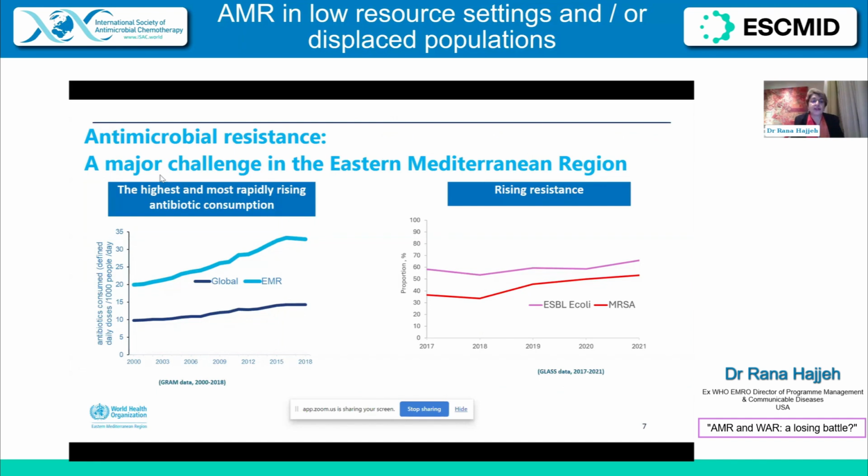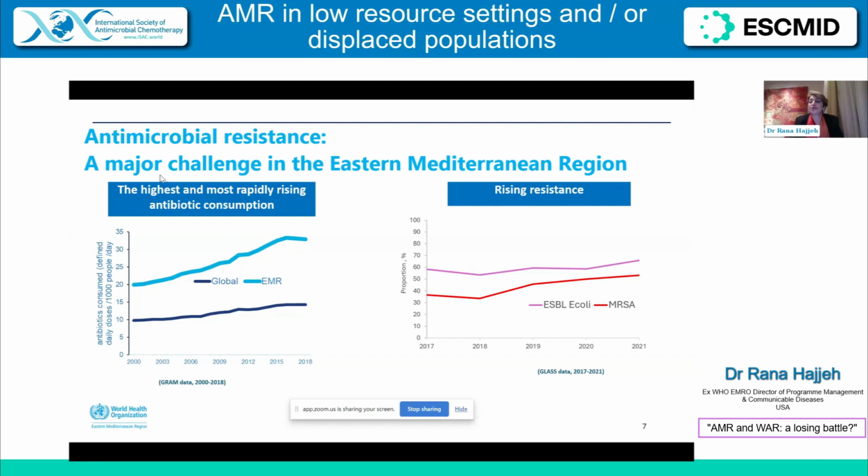Of course, if I step back a little bit for our region, we have had issues with antimicrobial resistance regardless of the conflict, or maybe the chronic conflict had contributed to it over the years. It's hard to tell. But from the GLASS data, we know that our region, as you see in the left graph with the blue line, has had the highest rates of antibiotic consumption compared to other WHO regions.